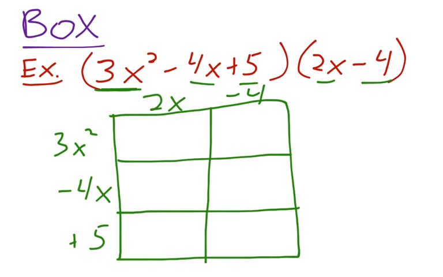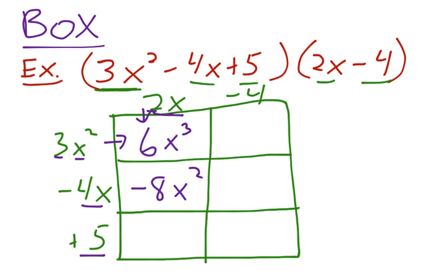Alright, so for the box method, we just multiply the row and the column in each box where they line up. And you don't need to draw those arrows. I'm just showing that for demonstration. So 3x squared times 2x, multiply your 3 and your 2 and you get 6. And then x squared times x is x to the third. You have to add those exponents. Next I'm going to do the negative 4x and the 2x. And I get negative 4 times 2 is negative 8, and x times x is x squared.